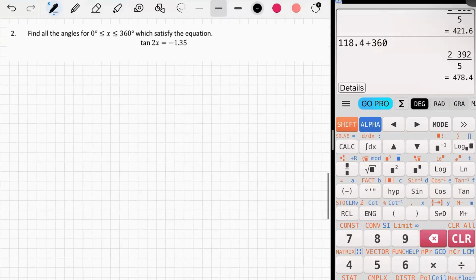So your second one over here, right? They are saying find all the angles. So find all the angles. So you have this one here, which is technically one cycle, right? So which satisfy this equation here. So step one, we do the same thing.